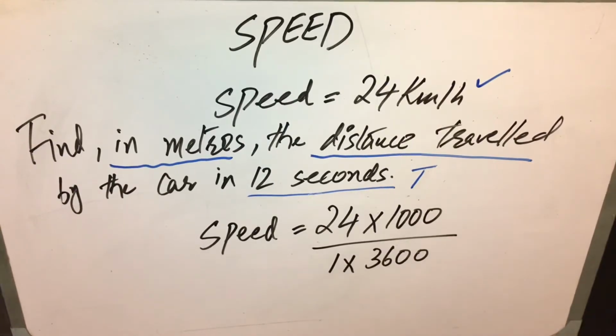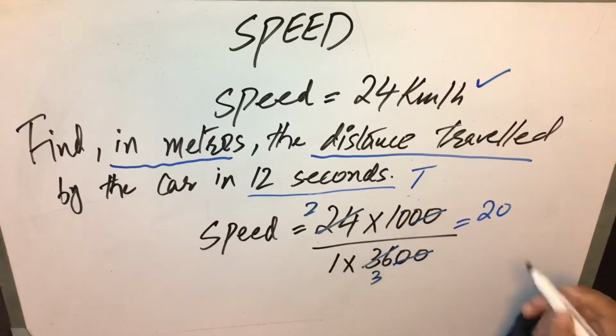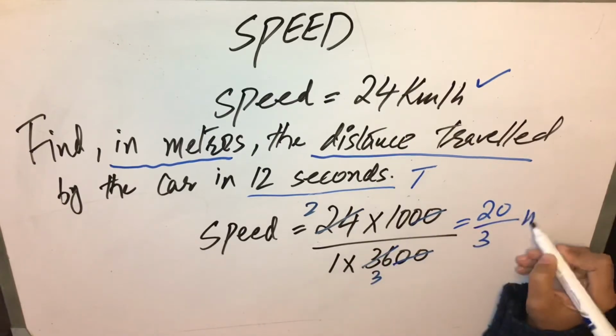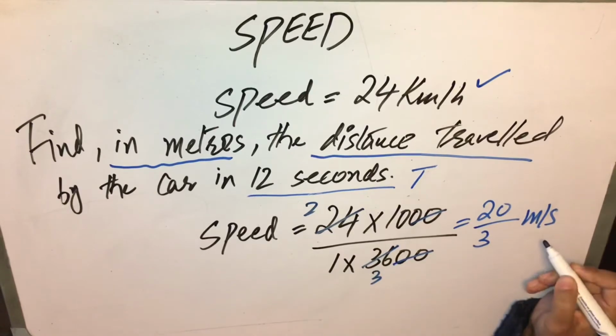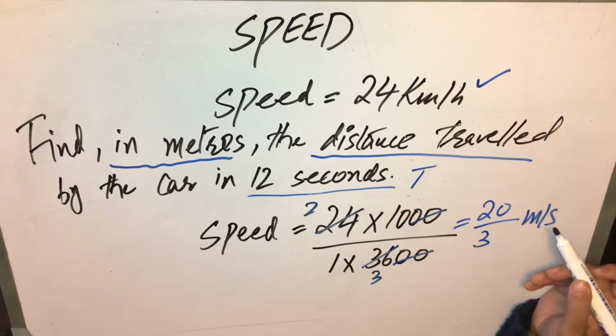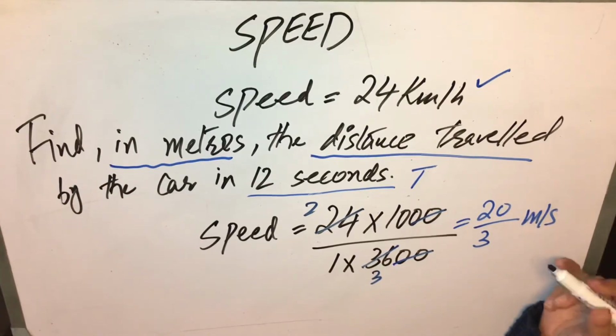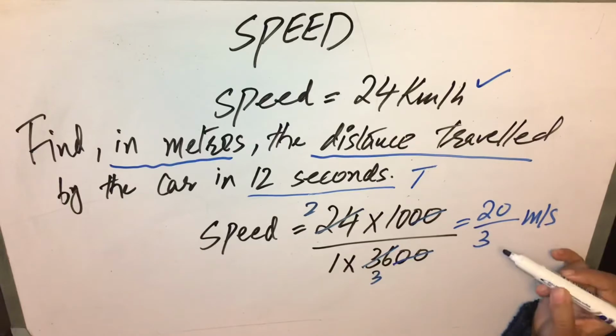And after doing the cancellation of zeros, 2 times 12 is 24, 3 times 12 is 36, it will be 20 over 3. I shall leave it as it is, 20 over 3. I can convert it into decimal, but when I shall have no calculator, decimal will make my question difficult. So I keep it as a fraction.